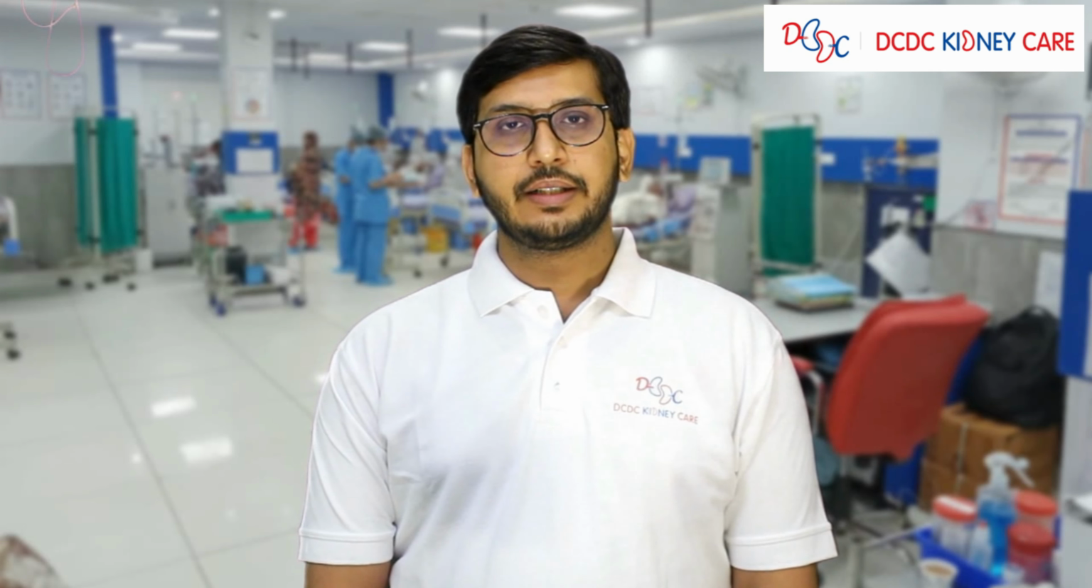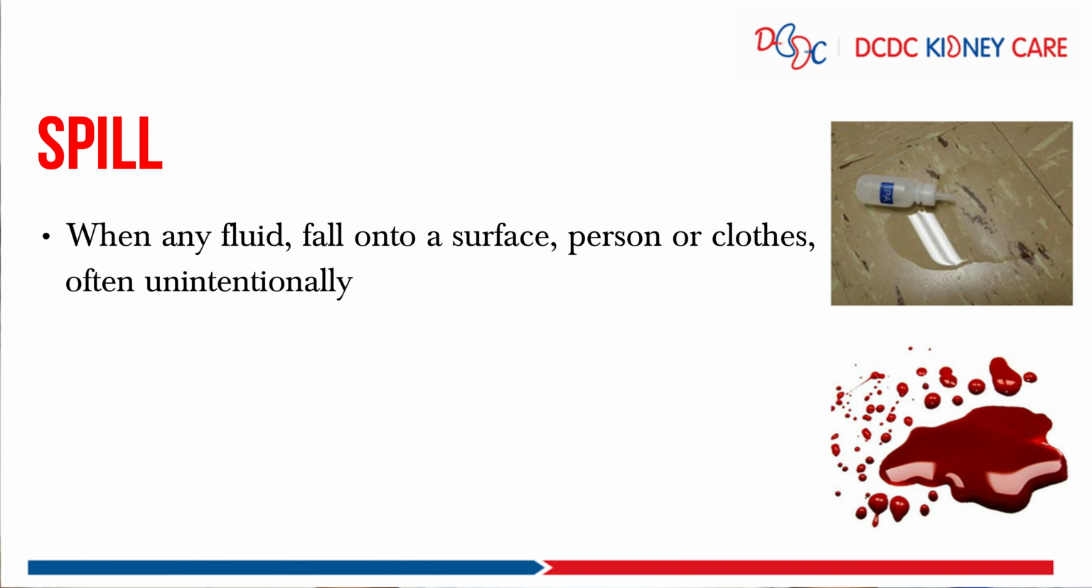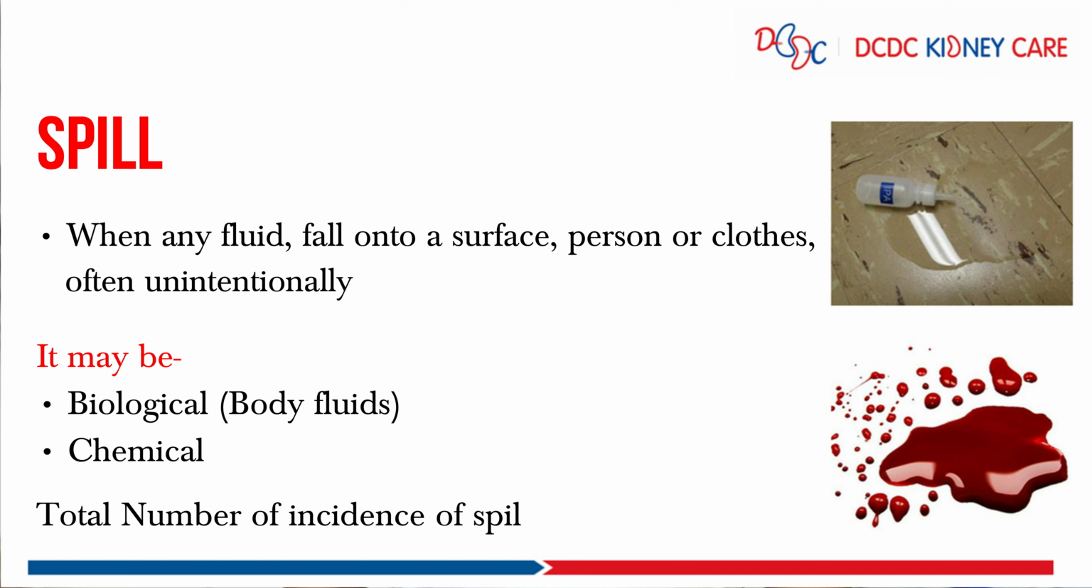The next indicator is spill. When any fluid falls onto a surface, person or cloth, often unintentionally, it is defined as a spill. The spill can be biological or chemical. Any incidence of spill occurring in the unit in the last 24 hours is captured under spill.